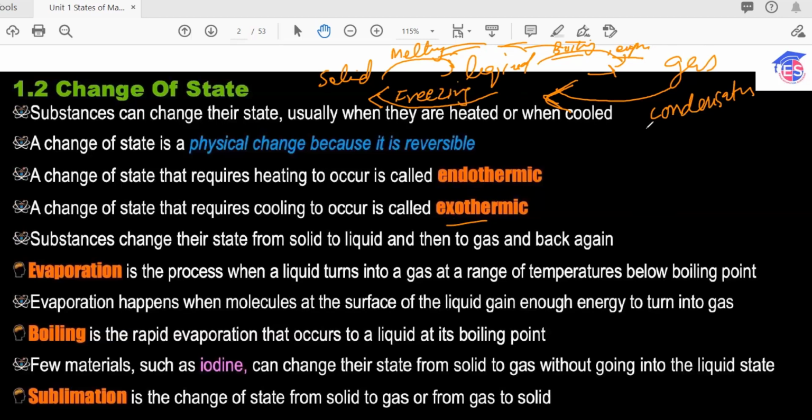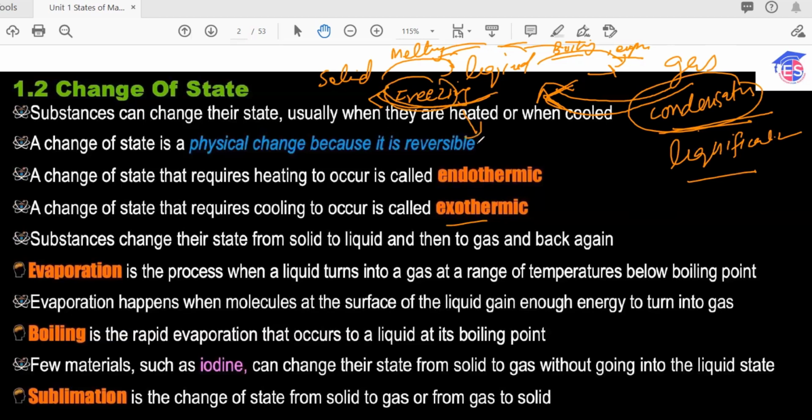But there are other names. Instead of condensation, sometimes they use the word liquefaction. When a gas converts into a liquid, that is known as liquefaction or condensation. Mostly they use the word condensation, but if the word liquefaction comes, no need to worry. It is the same as condensation. In the same way, when a liquid converts into solid, it is known as freezing, but sometimes it is known as solidification. Both have the same meaning.